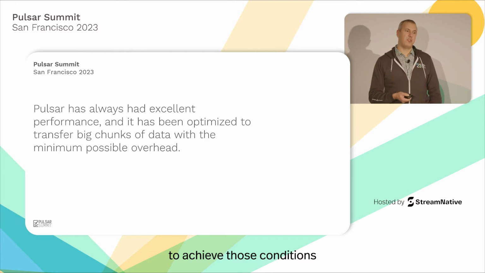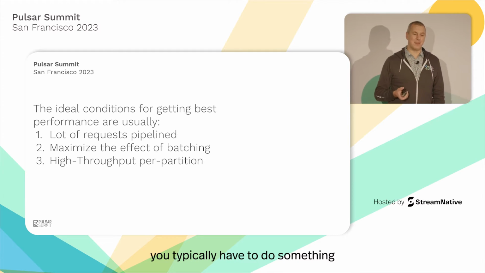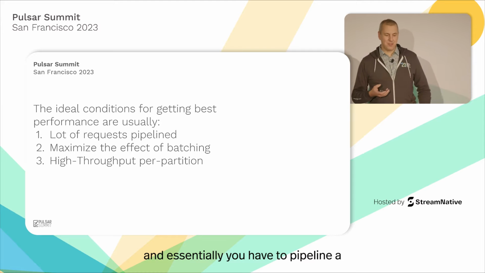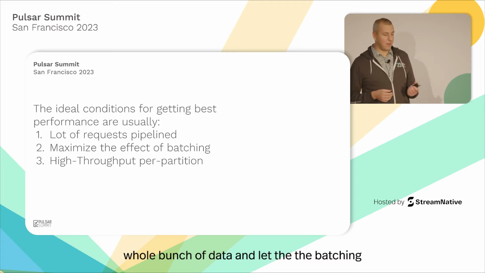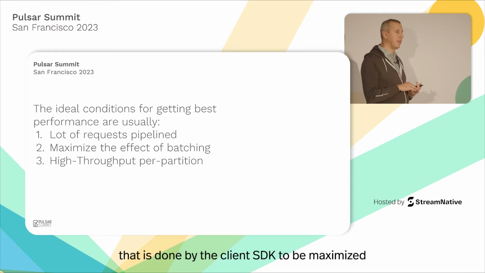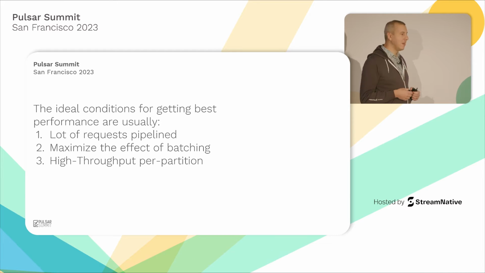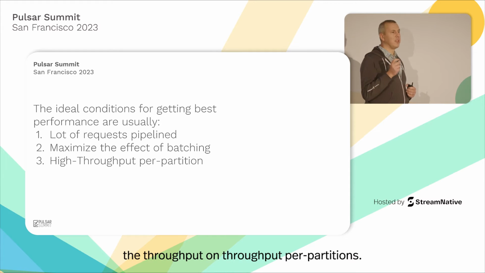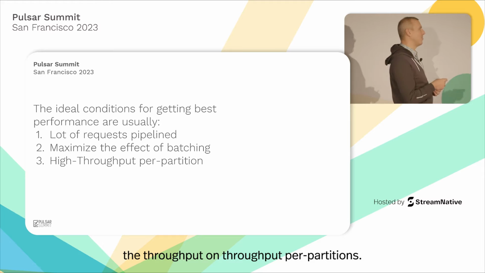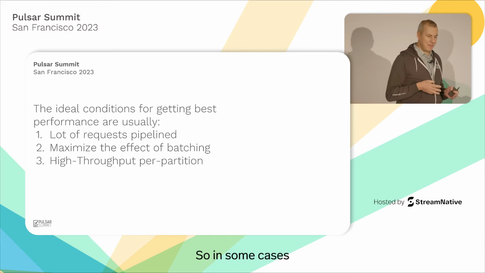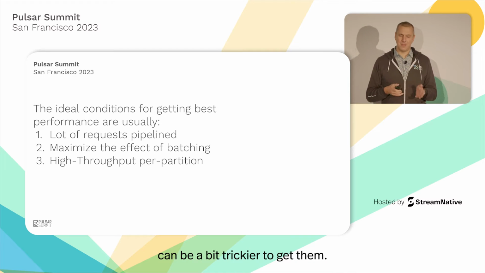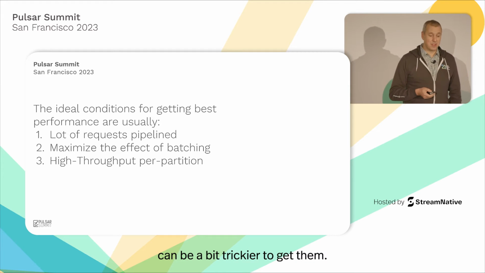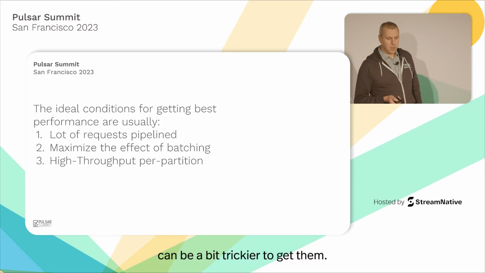To achieve those conditions, you essentially have to pipeline a whole bunch of data and let the batching done by the client SDK be maximized, so that you can have bigger batches and concentrate the throughput on fewer partitions. In some cases, it is natural for a use case to achieve those goals. In others, it can be trickier to get them.